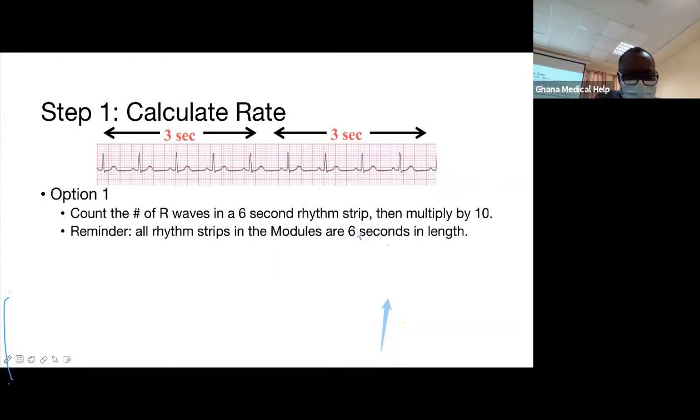Once you have a rate between 60 to 100, you are comfortable that this is a normal heart rate. More than 100, you say that's a tachycardia. If there's a P wave before every QRS, then we say it's a sinus tachycardia. If it is slower than 60, then we say it's a bradycardia. So these are the several options that you can use. Choose the one that you are comfortable with and go ahead to use that.